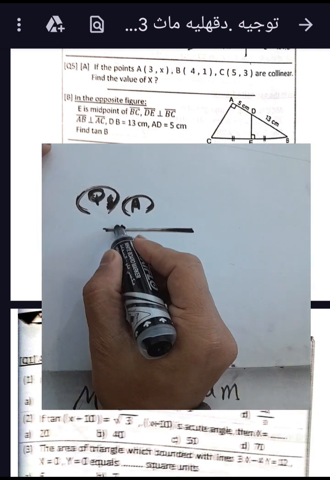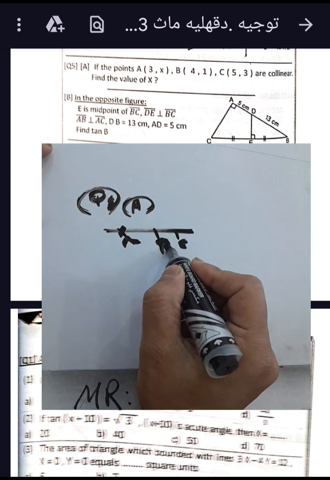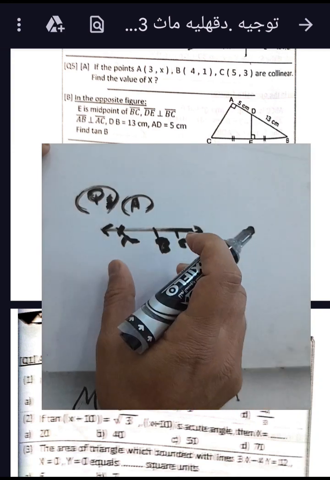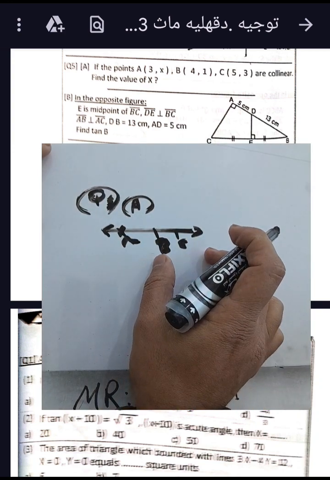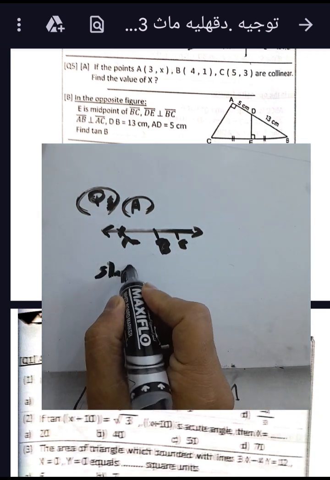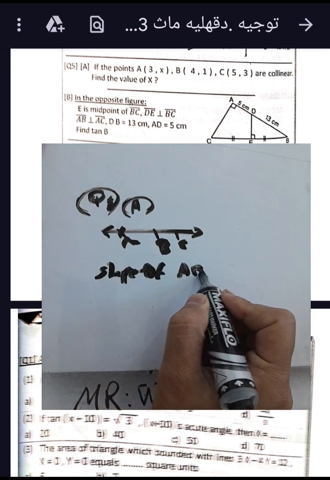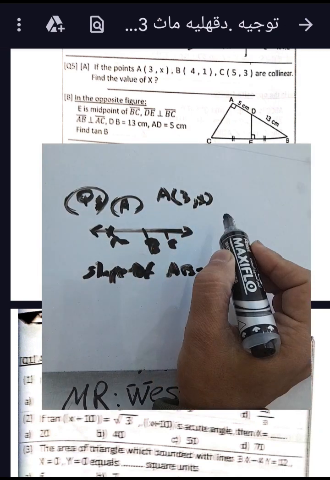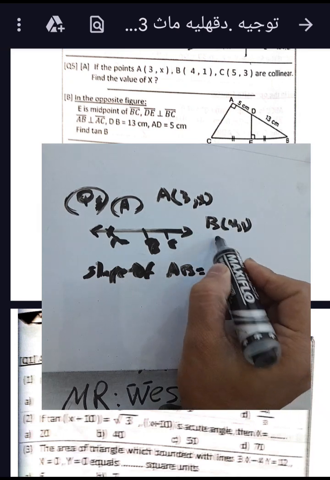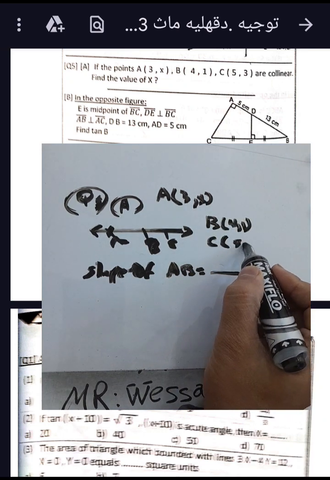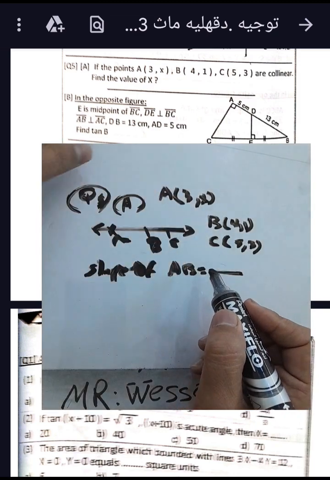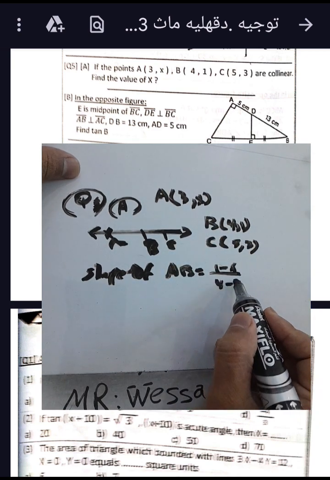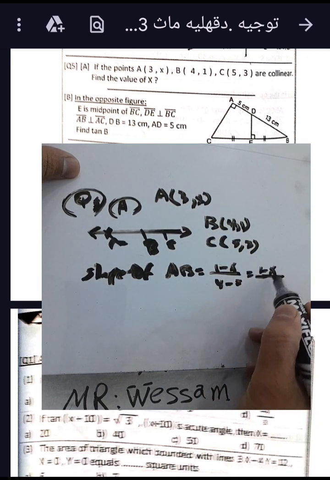We have three points A, B, and C in the same straight line. We have the coordinates of the three points here. Then the slope of AB will be equal to the slope of BC. Okay, we can find the slope of AB. Point A is (3, x), point B is (4, 1), and point C is (5, 3). Between A and B, we can write 1 minus x over 4 minus 3. It will be 1 subtract x over 1.